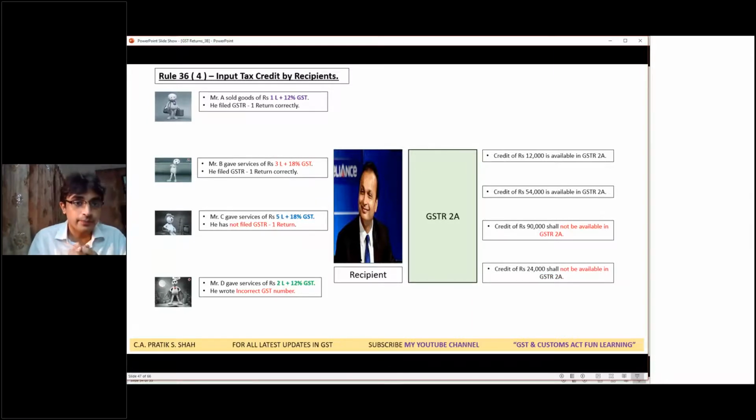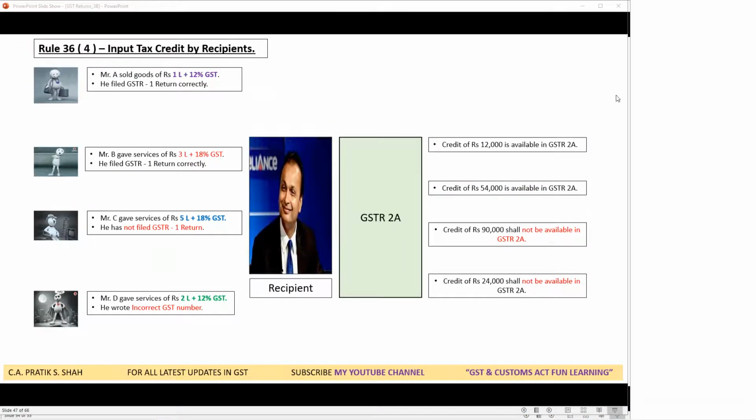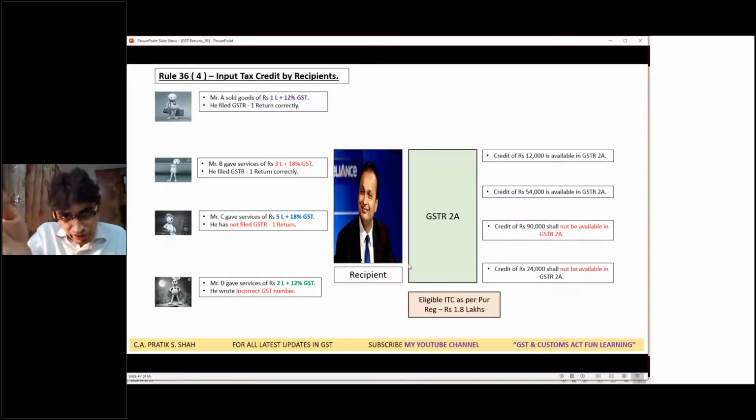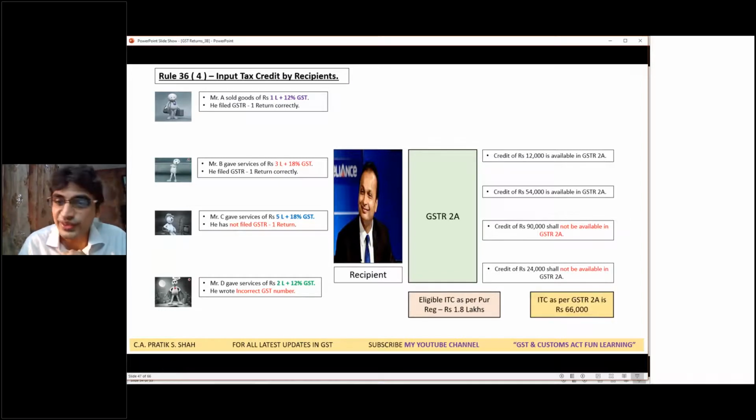So what happened here? What was the actual input tax credit in this case? Actual input tax credit was 1,80,000. If you add everything, actual input tax credit was 1,80,000. But how much is there in GSTR2A? Only 66,000. Getting it? How much is actual ITC? 1,80,000. How much is there in 2A? Only 66,000. What will you do?